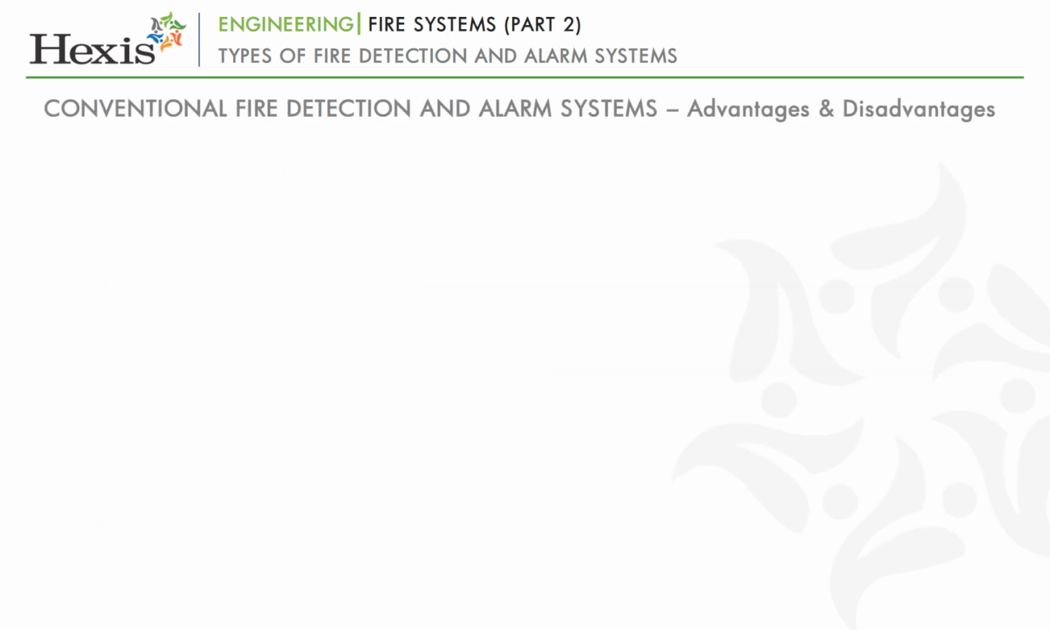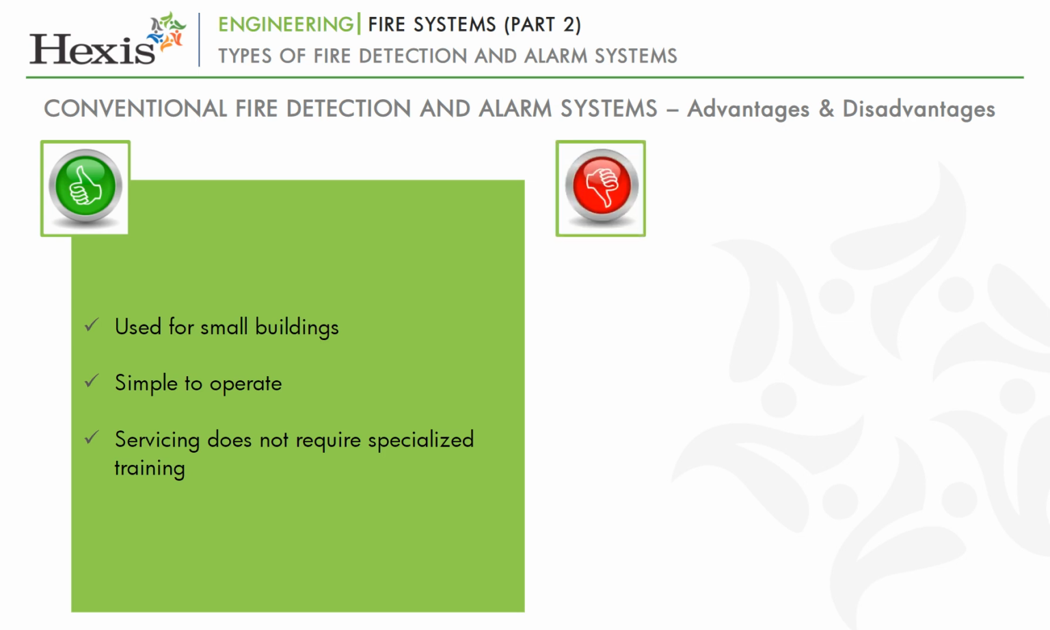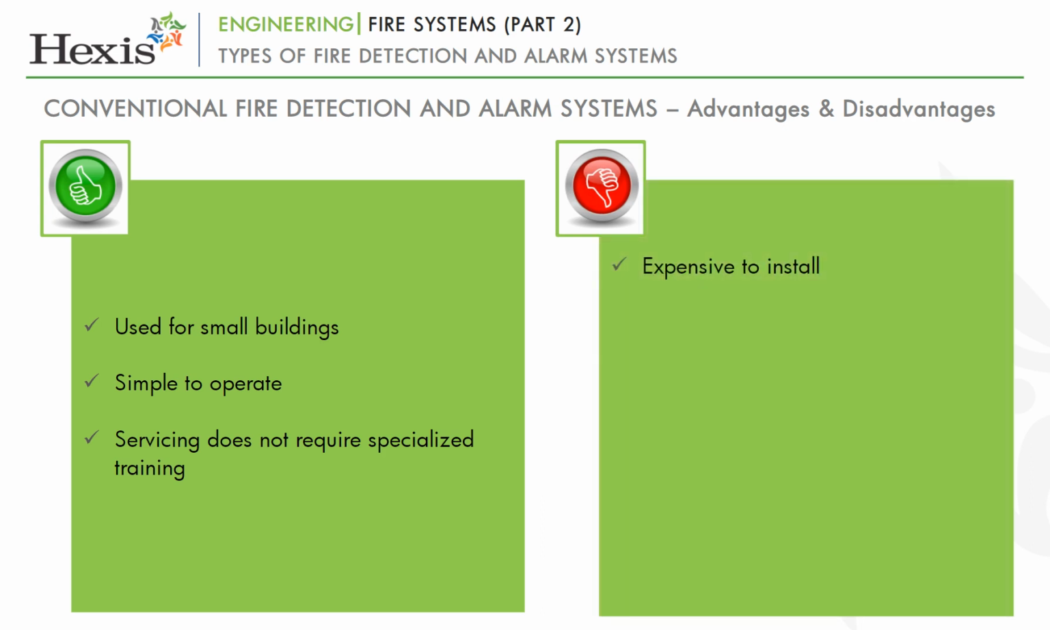There are some advantages and disadvantages of conventional systems. Let's see what these are. The advantages of conventional systems are: they are relatively simple for small to intermediate size buildings. Servicing does not require a large amount of specialized training. The disadvantages of conventional systems are: for large buildings, they can be expensive to install because of the extensive amounts of wire that are necessary to accurately monitor initiating devices.